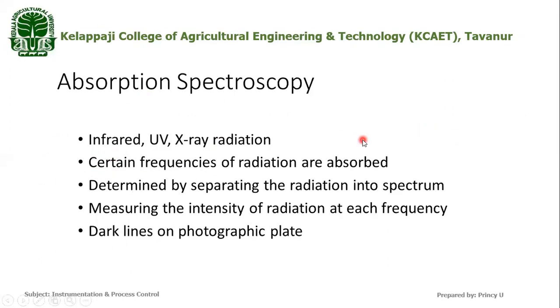So absorption spectroscopy means infrared, ultraviolet or X-ray radiation is used as a source, and these radiations, either infrared, UV or X-ray radiation, are passed through a sample of unknown material.